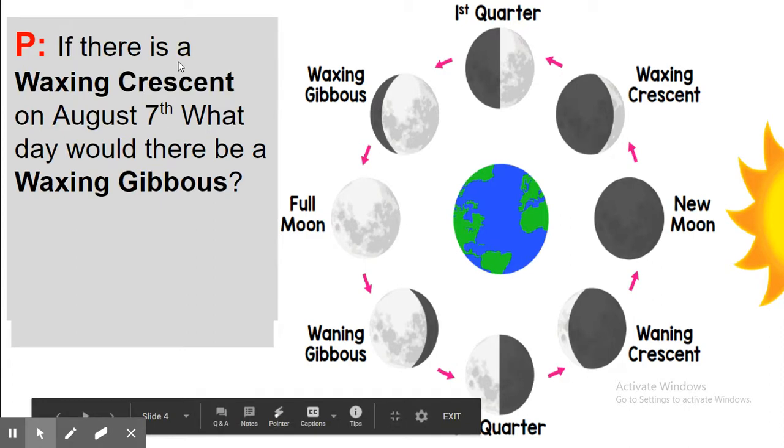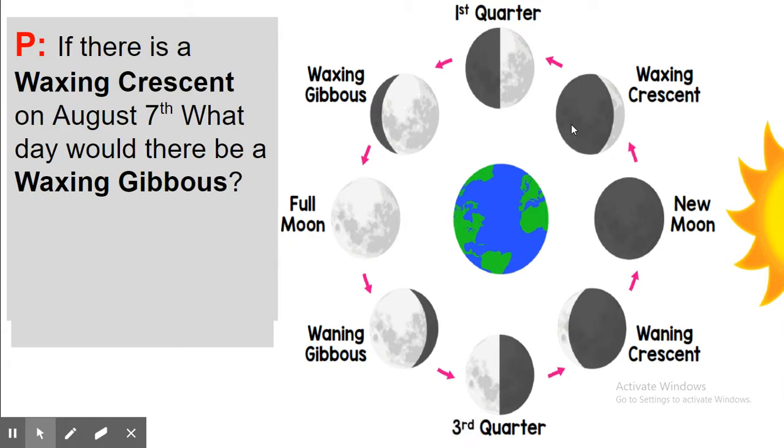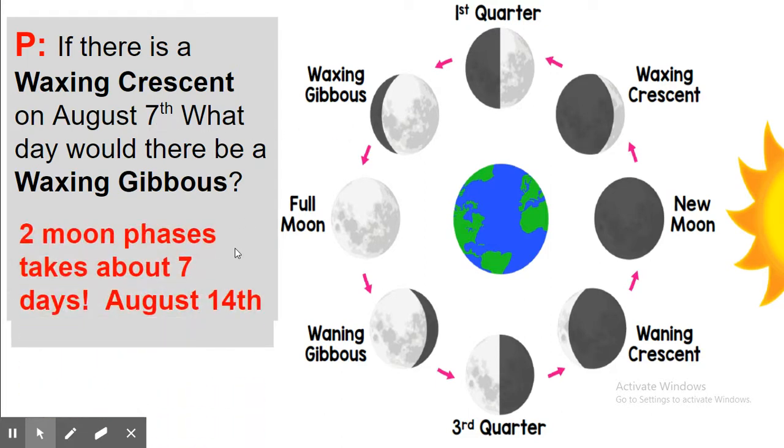If there is a waxing crescent August 7th, what day would there be a waxing gibbous? 1, 2, every 2 moon phases take 7 days. So we would add 7 days to August 7th, and we would have a waxing gibbous August 14th.